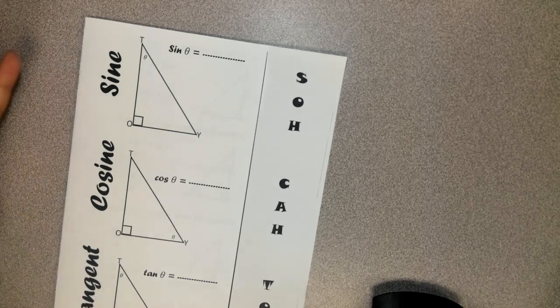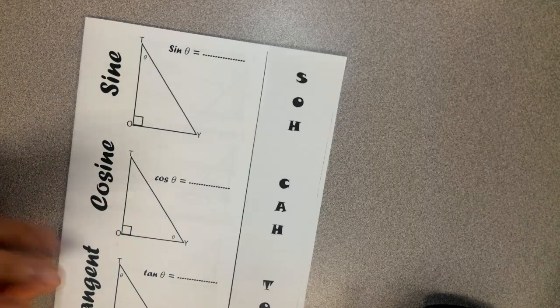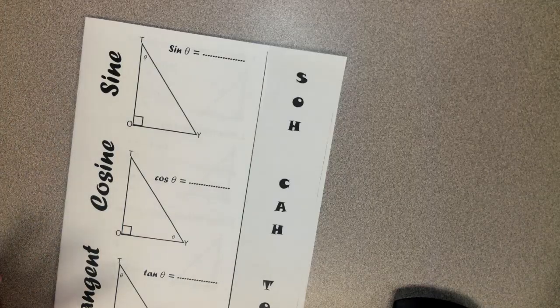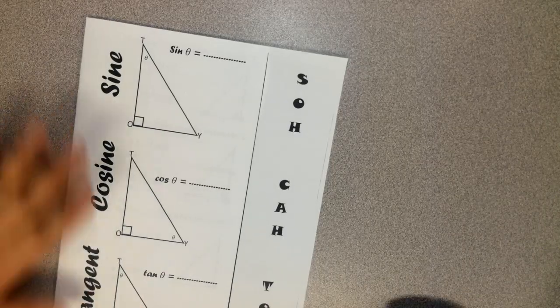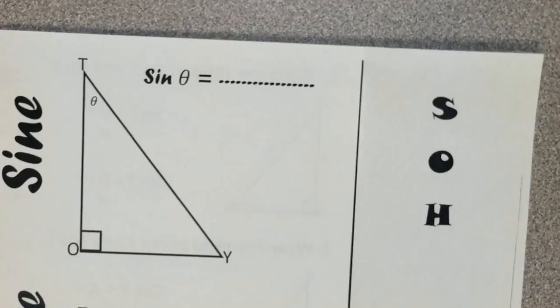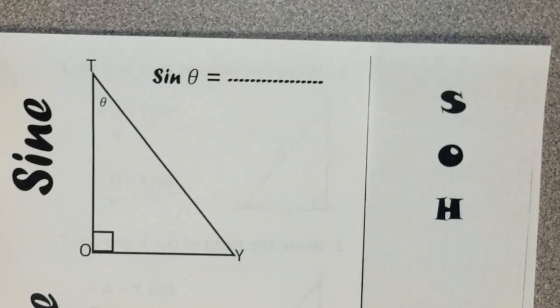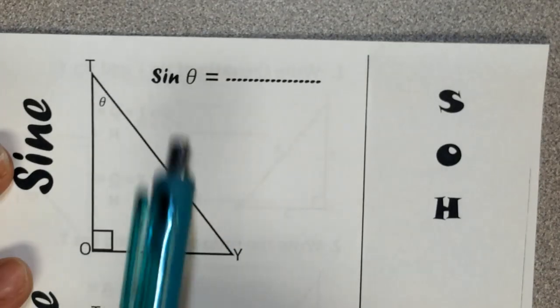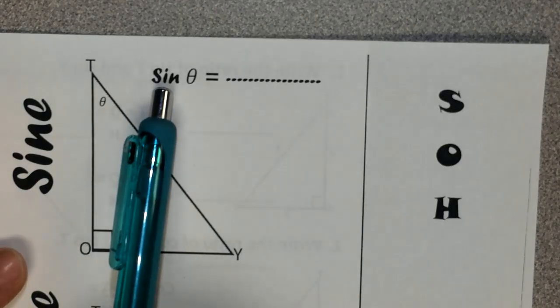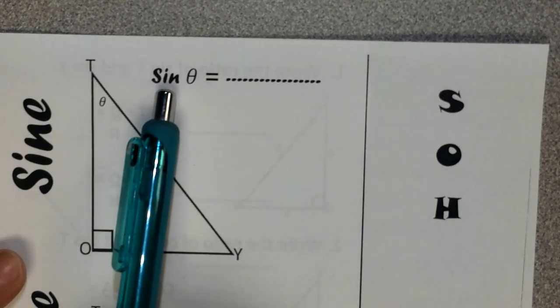SOHCAHTOA, it kind of looks like you're soaking, or sounds like soak a toe, which is kind of weird, I understand. But I need you to remember it. I need you to memorize it. I need you to memorize it correctly with the right letters. All right? So, sine. Everybody say sine. Sine. What is that? It's sine.